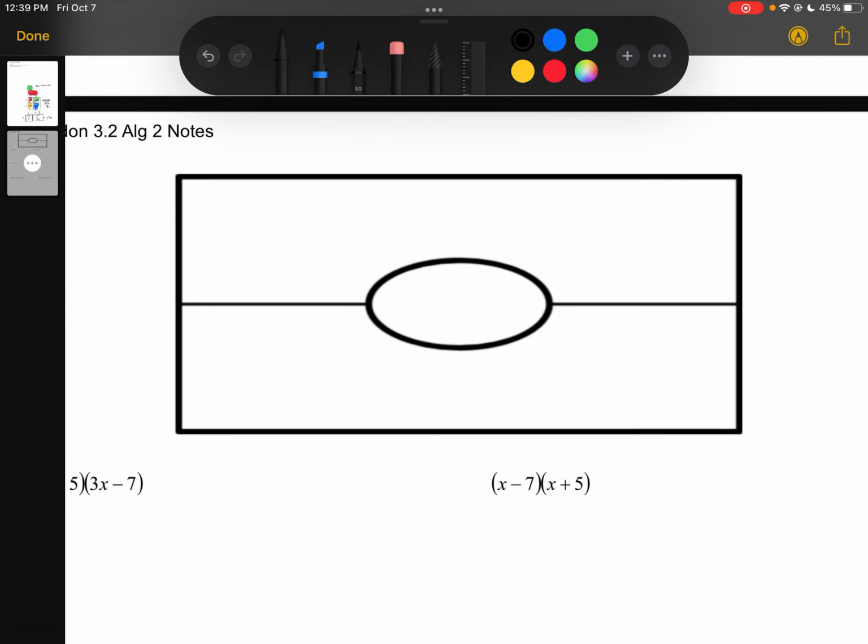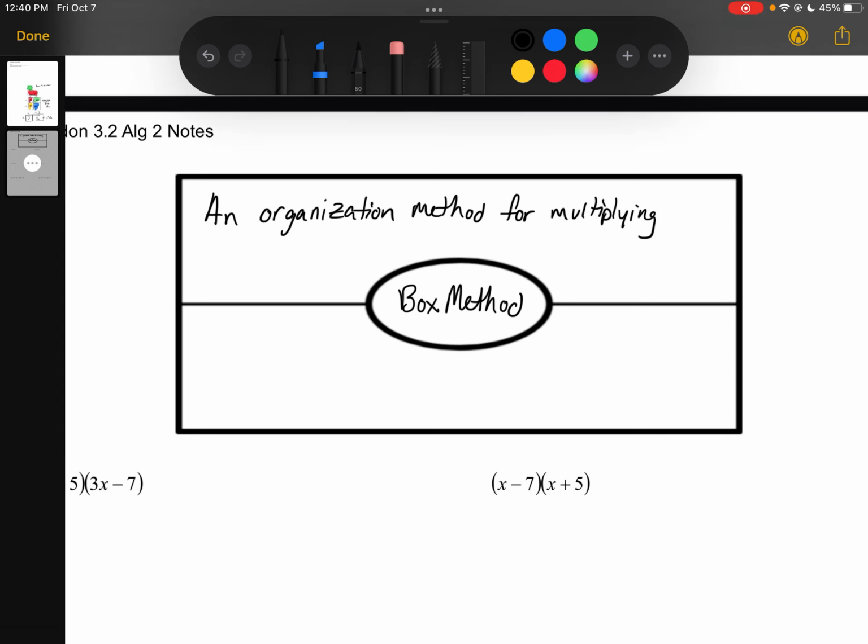So down to our next page here, we have our first definition, and it is box method. And the key to this is an organizational method for multiplying polynomials, so many terms, using area models.